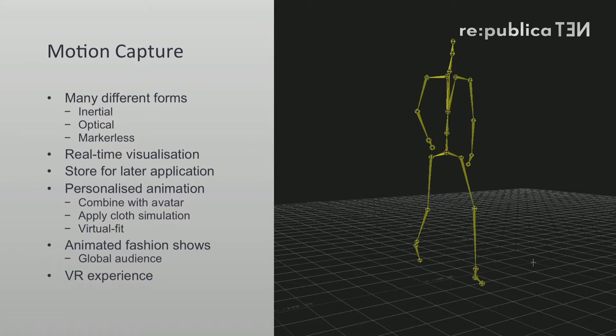So in terms of personalizing an avatar, as well as getting the body dimensions and the shape and the texturing, we can also record a subject's motion, store that, and apply it to an animated avatar. So it enables us to really personalize that animation and that subject. Applied to a cloth simulation, you can then see what a subject would look like in a particular garment for the application of virtual fit fashion and visualization.